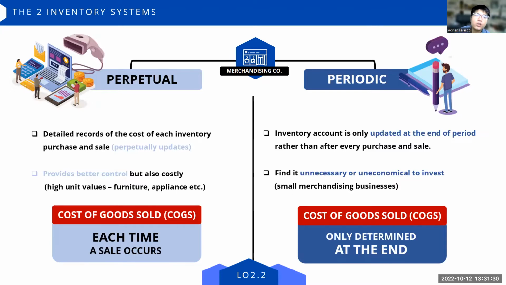So perpetual, you only recognize your cost of goods sold each time a sale occurs because it perpetually updates. On the other hand, periodic, since it's periodic, you only determine your COGS periodically, or only at the end of the period, right? So kindly take note that for perpetual, it provides better control but is also very costly. Perfect for high unit values. For periodic, these are for people that find it unnecessary or uneconomical to invest.